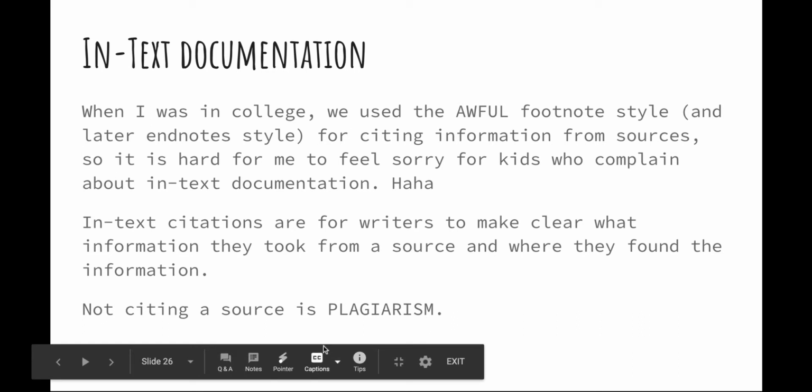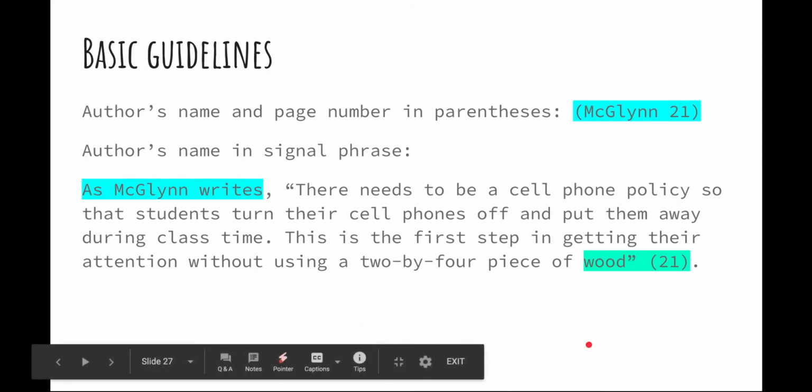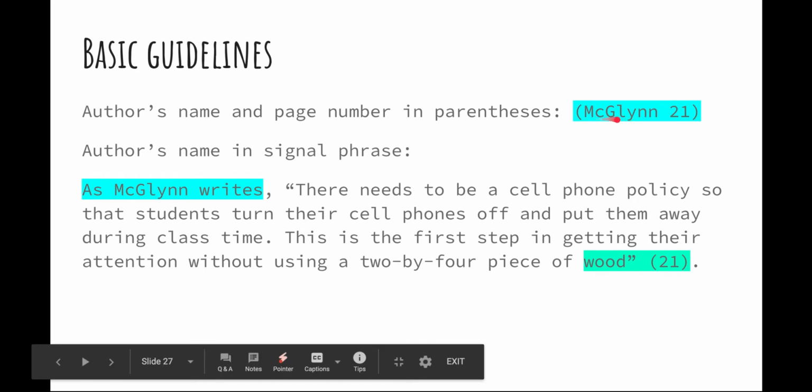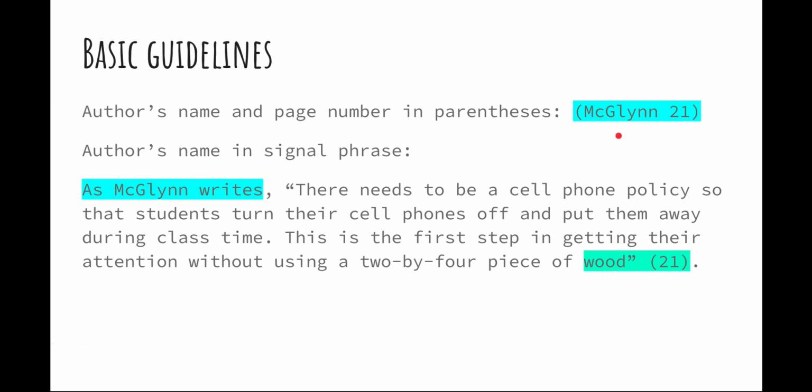The point of these citations is to make sure you don't plagiarize. It's so you can make clear what information you took from a source. Basically, you put the author's name and the page number in parentheses. Like right here, this is the author of my article, and that's the page number it was on. Or you can do this.